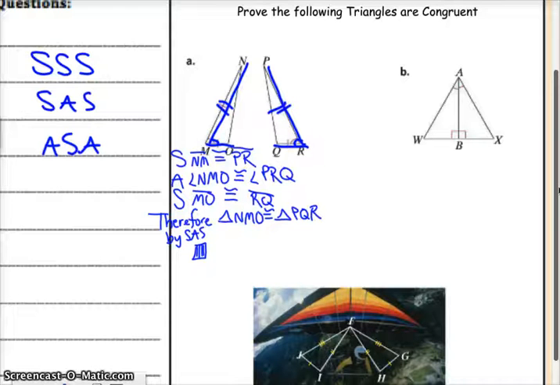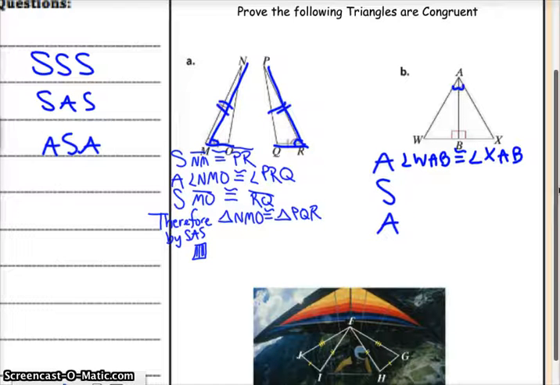So what do I know? I know that I have an angle. I know that I have this side because they share it. So if they share it, clearly it's the same, right? And I know I have this angle. So it would be angle, side, angle. And now I start proving. I like to go from the top down. So I'm going to write the congruency statements for the angles. Angle WAB is congruent to angle XAB. The angle that I'm talking about is always smooshed in between.